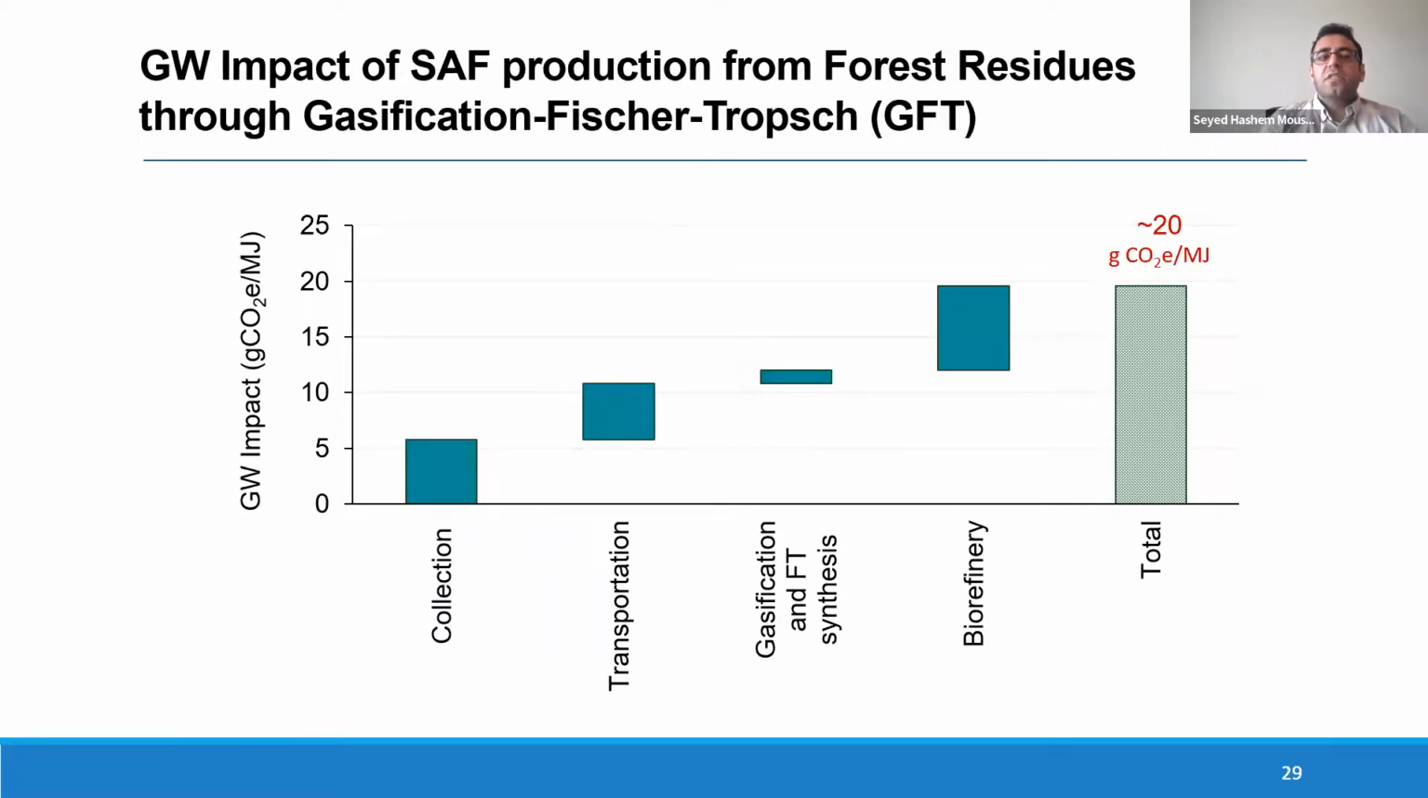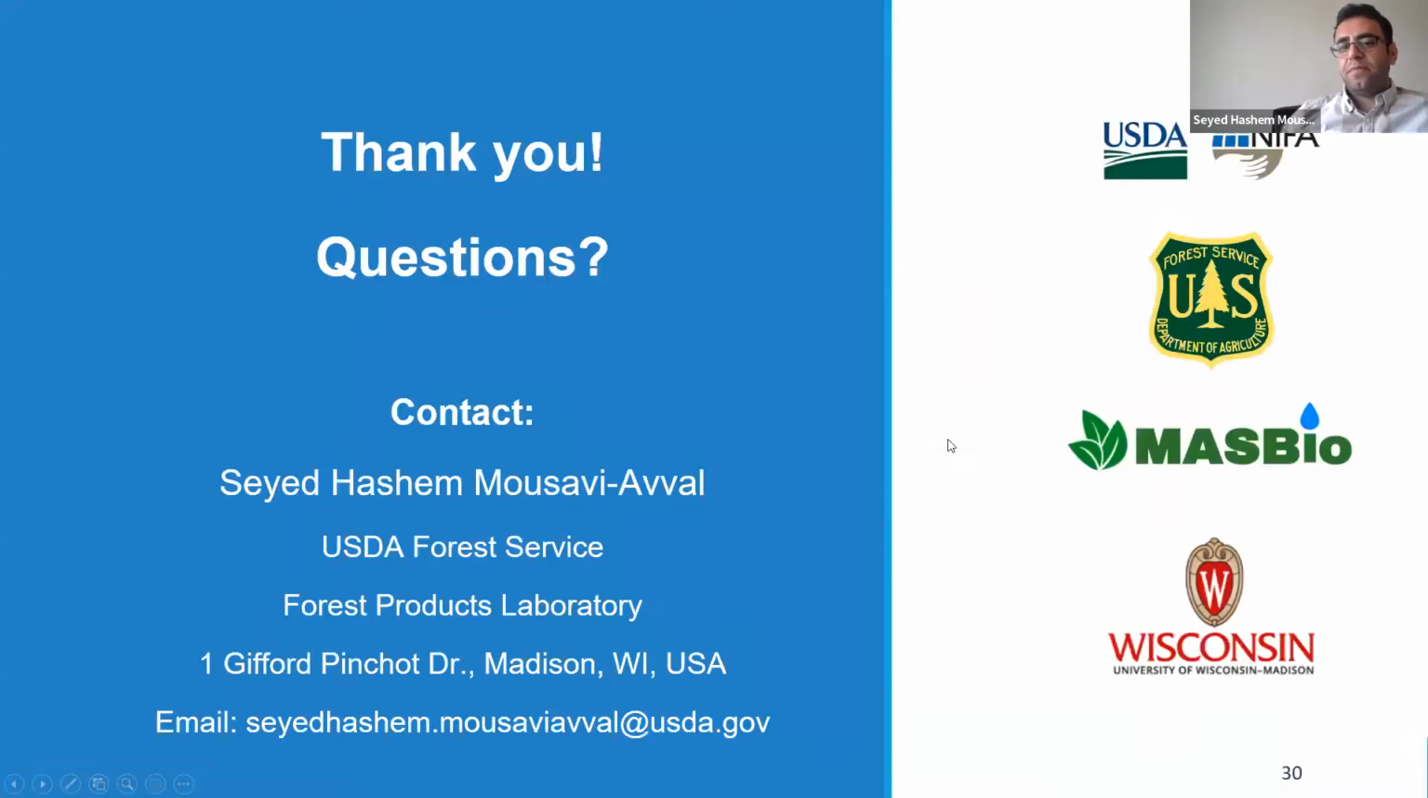And this graph shows GW impact of production from forest residue is less than GW impact of oil-based feedstock, because we don't have those inputs, for example, fertilizer and pesticide application during the agricultural phase. And here, most of the impacts are due to the biorefinery phase. And for that, I want to thank you for your attention, and I would be happy to take any questions.